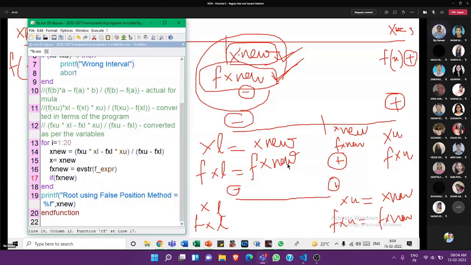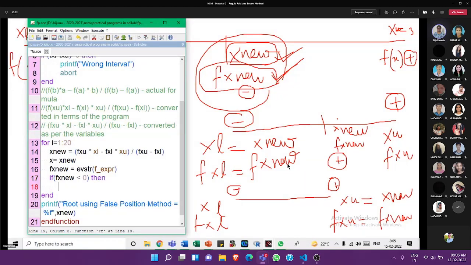So if this fx new is negative or positive, you will decide the new root, the new range. Now let us take one condition, less than 0. If it is negative, that is how our example also works.